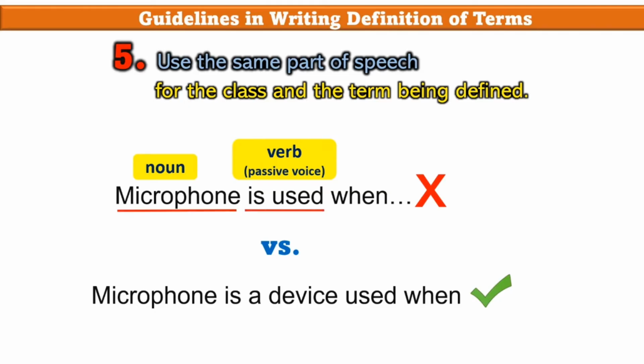Dun naman sa second definition, still, ang term defined ay yung microphone, which is a noun. Then, following it is a device, which is also a noun. Itong second one ang tama dahil yung term at yung class ay parehong noun.